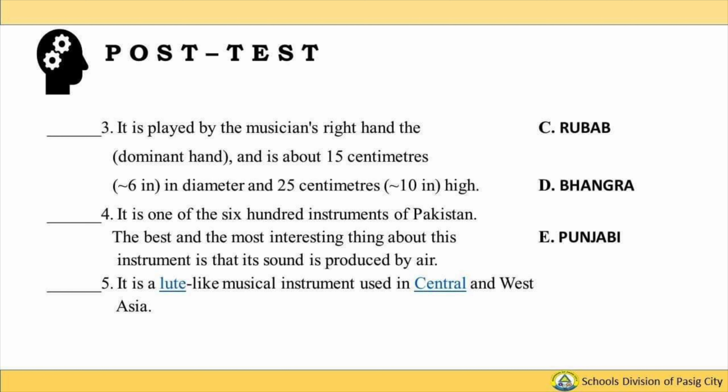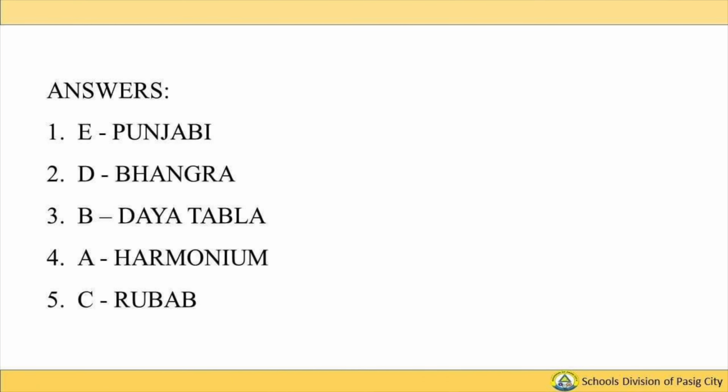Number 4. It is one of the 600 instruments of Pakistan. The best and the most interesting thing about this instrument is that its sound is produced by air. And number 5. It is a lute-like musical instrument used in Central and West Asia. For the answer, number 1, E. Punjabi. Number 2, D. Bhangra. Number 3, B. Daya Tabla. Number 4, A. Harmonium. And number 5, C. Rubab.